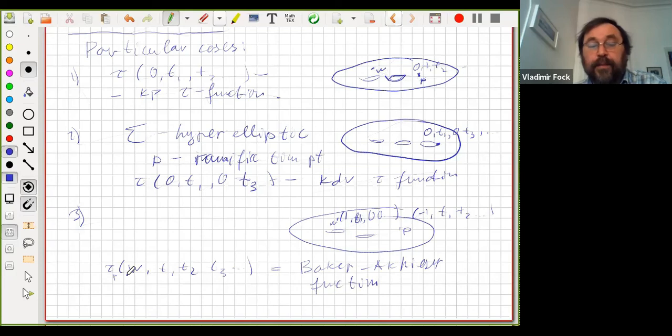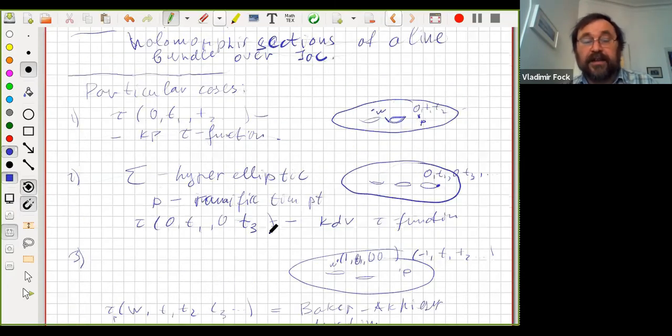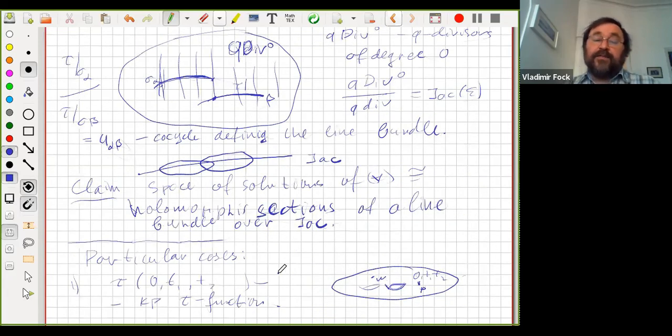So, for example, the property that if W tends to P, then this function has some essential singularity at this point, is a consequence of this previous formula, the formula star. So this is the standard definition of Baker-Akhiezer function comes from this definition.